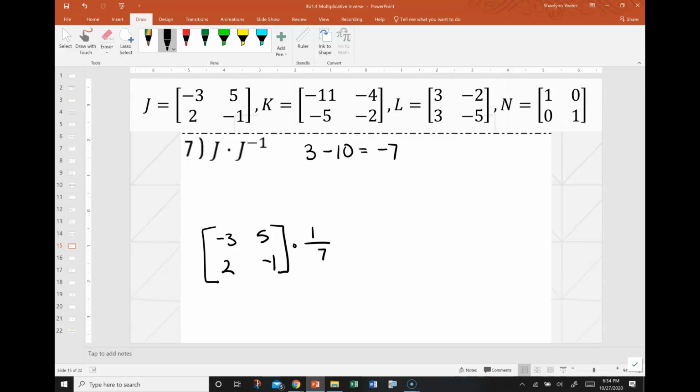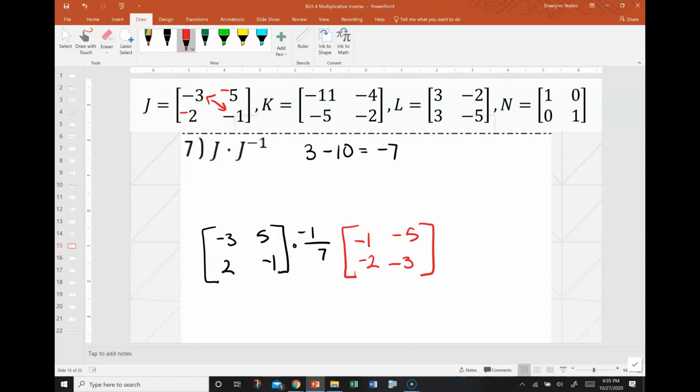Some of you might have noticed that the negative generally goes on top. If you move it there, great. If not, that's okay too, because of how we're going to be using it. Then remember, I've got to change this matrix, so I flip these two, and then I change the sign of these two. So then this becomes negative 1, negative 3, negative 5, and negative 2.